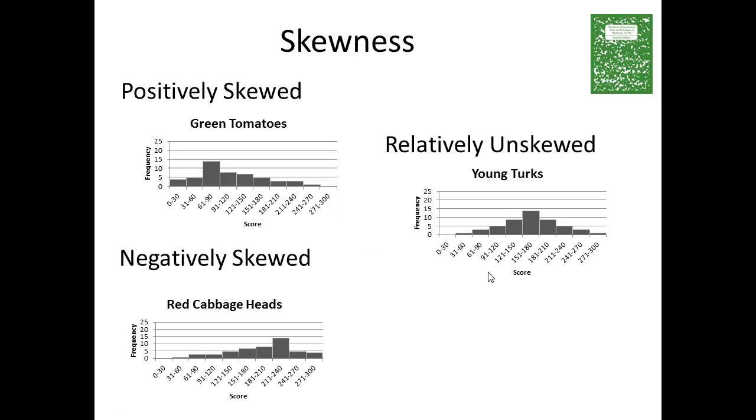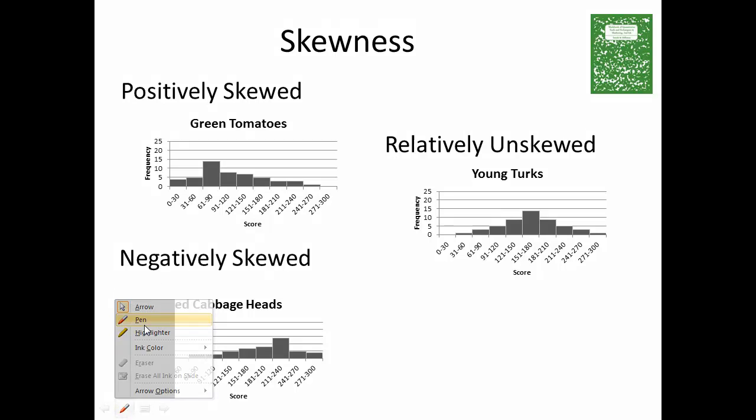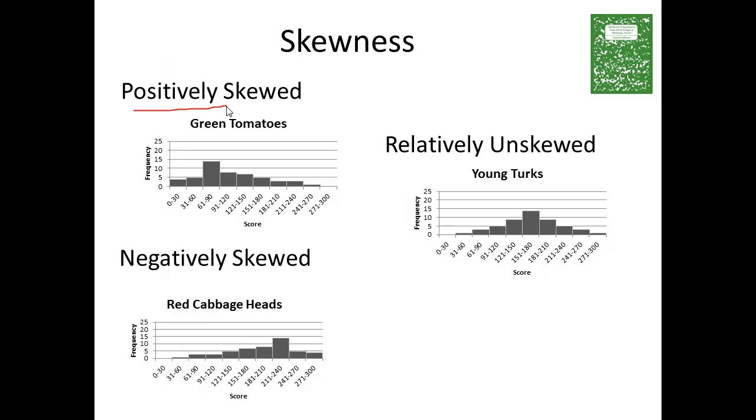Okay, now we've looked at a couple of different frequency plots, and we need to start talking about them more in general. One of the first things we're going to talk about is skewness. You can be positively skewed, negatively skewed, or relatively unskewed. These are the different ways in which a plot can appear. Positively skewed, negatively skewed, relatively unskewed.